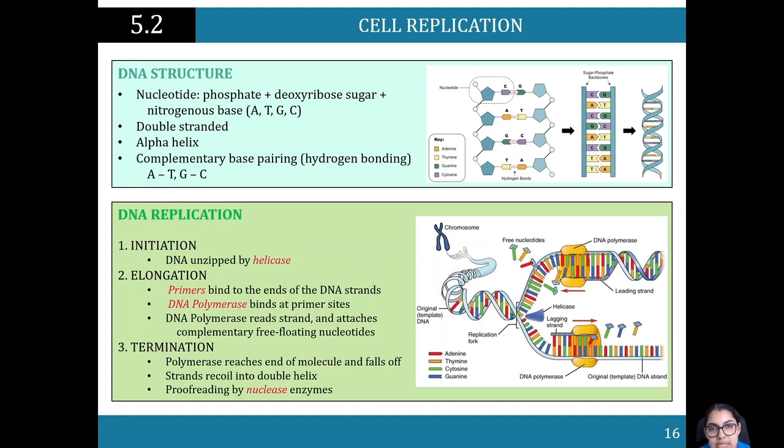So there are 3 processes to DNA replication. The first process is initiation. And initiation, of course, refers to the beginning of the process, and this is where our DNA is unzipped by the enzyme called helicase.